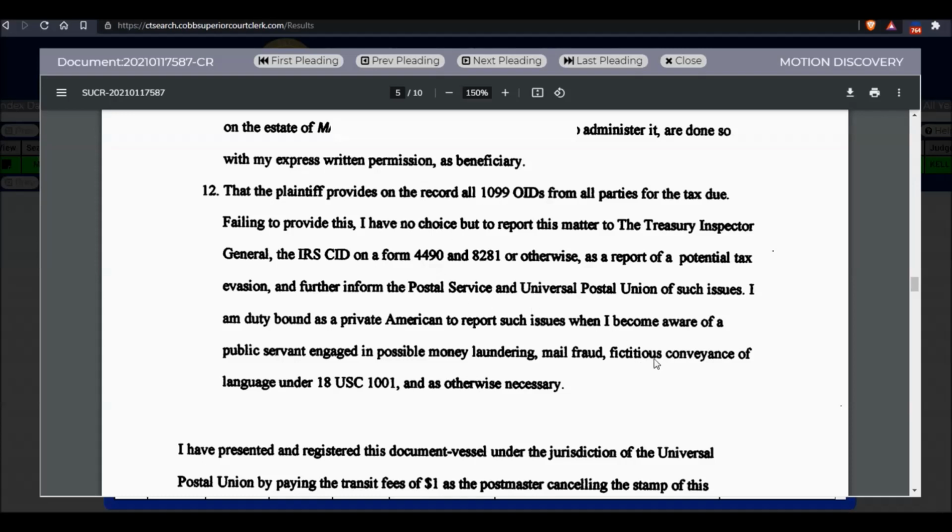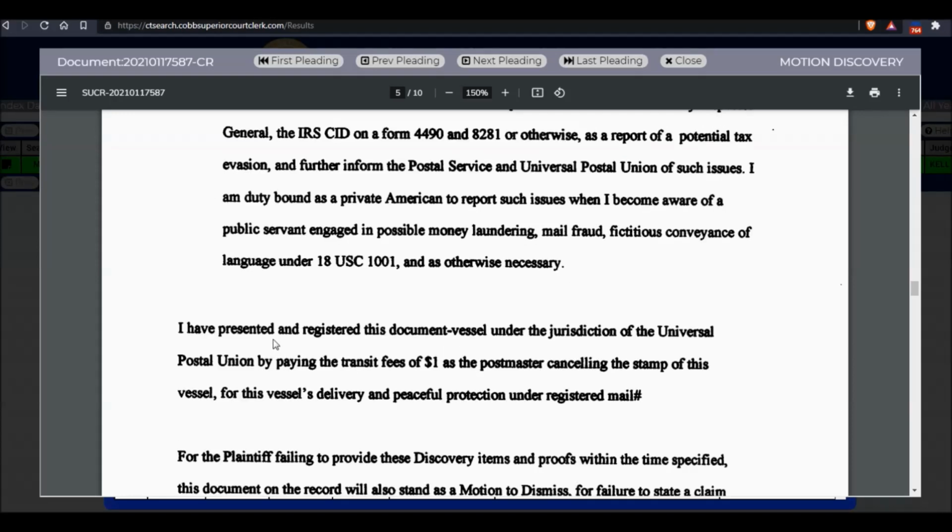Then they're talking about fictitious conveyance of language. Fictitious conveyance of language only deals with perjury, when you willingly falsify a statement. Read 18 USC 1001. It talks about knowingly and willingly falsifying statements. And if they're not obligated to give you all these IRS taxes in the first place because you haven't proven that they're obligated to, then all these USCs that you're listing are dead.